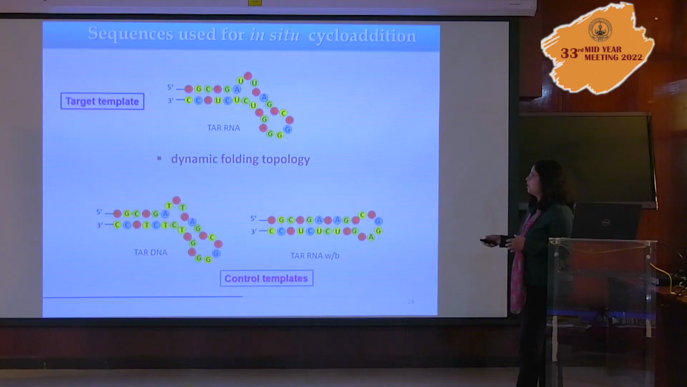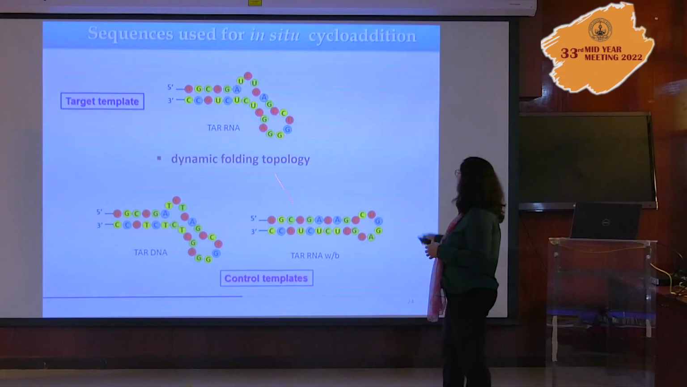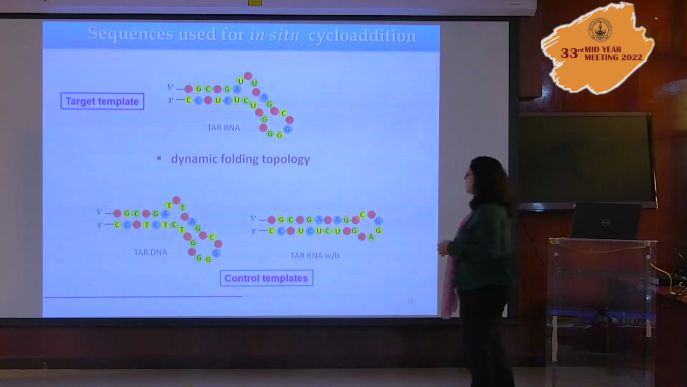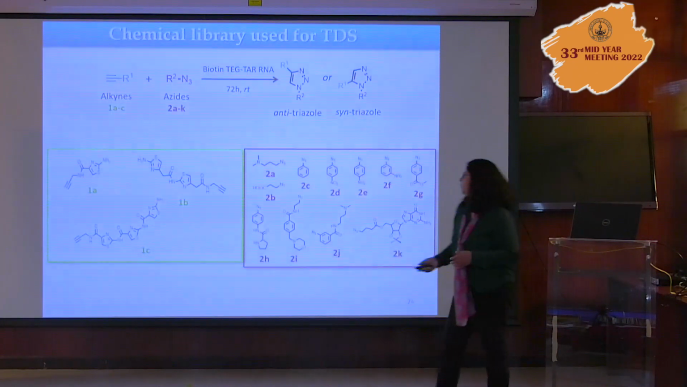So, considering the dynamic folding topology of the RNA structures, we thought in situ cycloaddition could be a promising strategy to identify selective ligands for these RNA structures. So, we have used TAR RNA as the target and a TAR RNA without this bulge region as a control template, and we have also taken a corresponding TAR DNA.